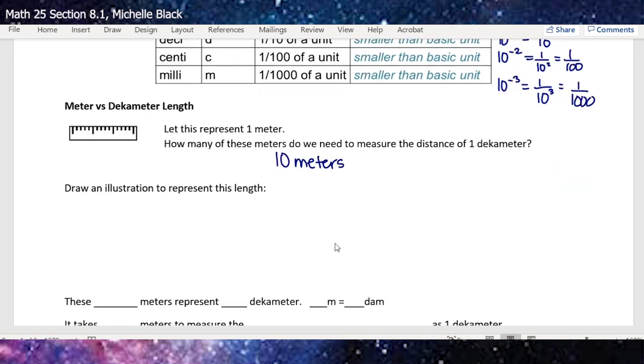So I want us to draw an illustration. It's not going to be great because we're going to draw it ourselves. But if I need 10 of them, then I'm going to try to draw 10 of these same length little rulers. I'm just going to draw a rectangle. So there's 1, 2, 3, and go on until you have 10.